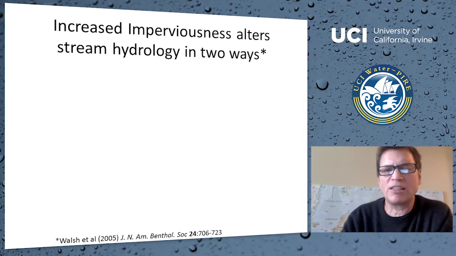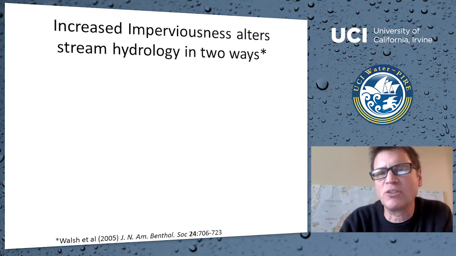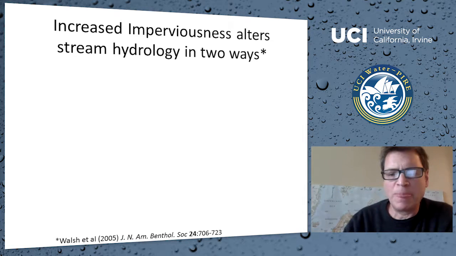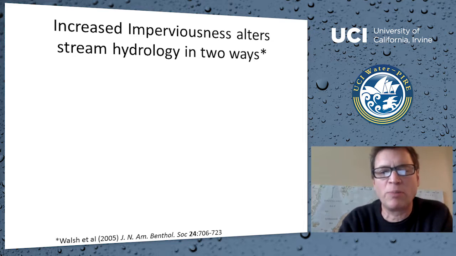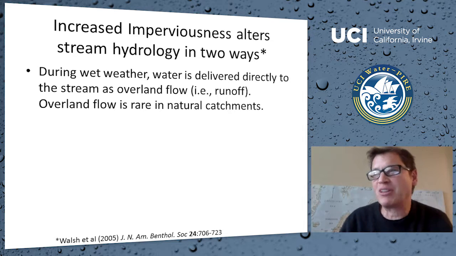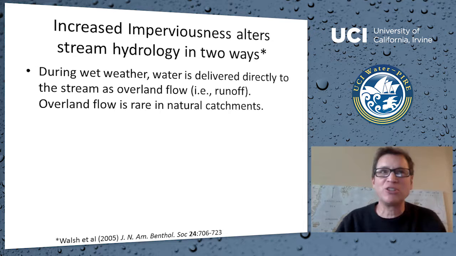So if you go to the next slide, that is entitled Increased Imperviousness Alters Stream Hydrology in 2 Ways. And this really comes from Chris Walsh's fine work and colleagues at the University of Melbourne, and kind of gets to the heart of one of the main drivers of the urban stream syndrome. And basically the idea is that during wet weather, you have too much water being delivered through formal drainage systems to streams. And what I mean by formal drainage systems are essentially the meat and potatoes of civil engineering, right?